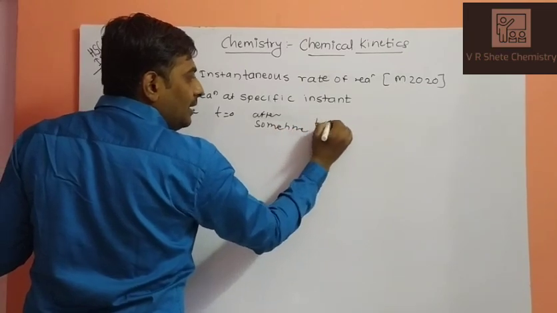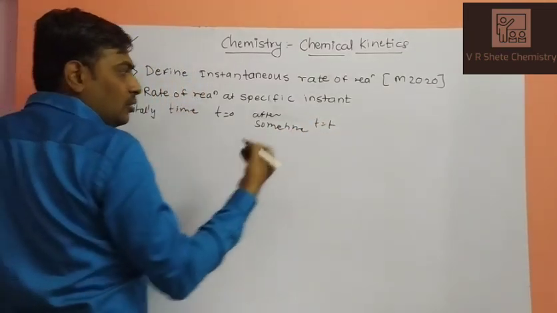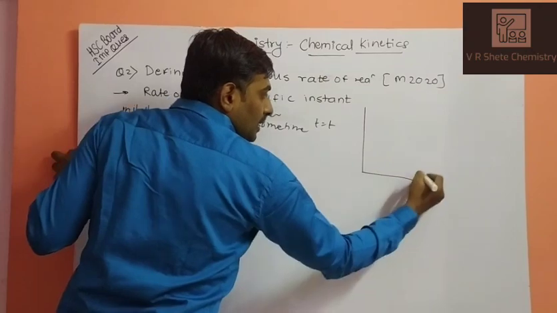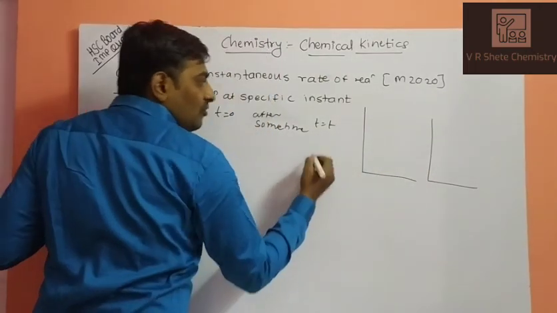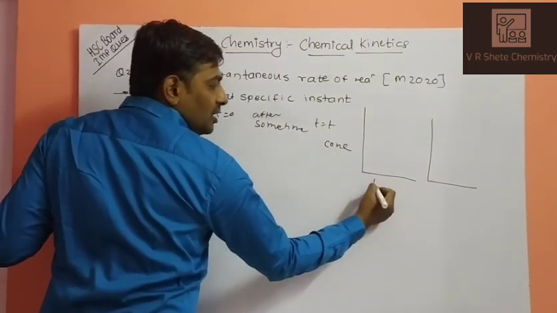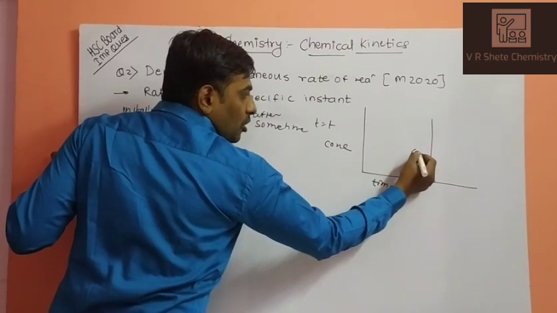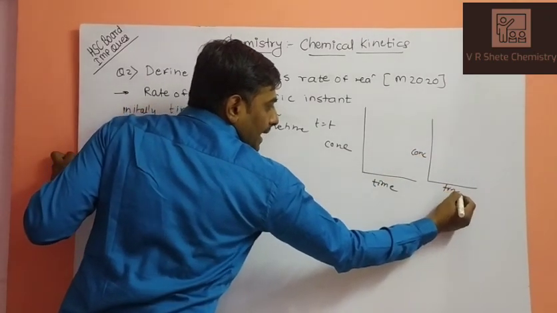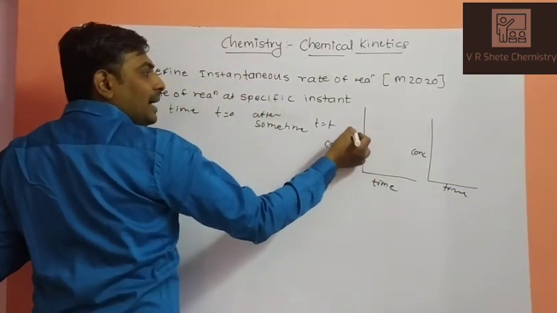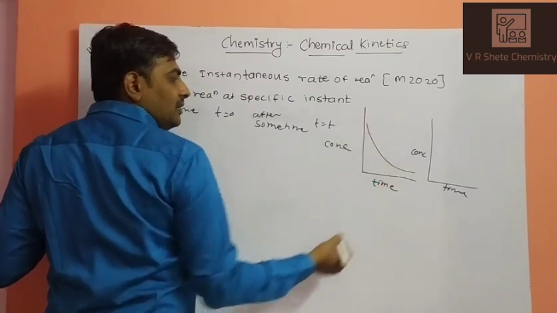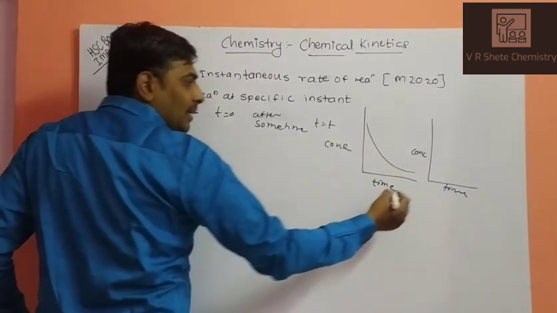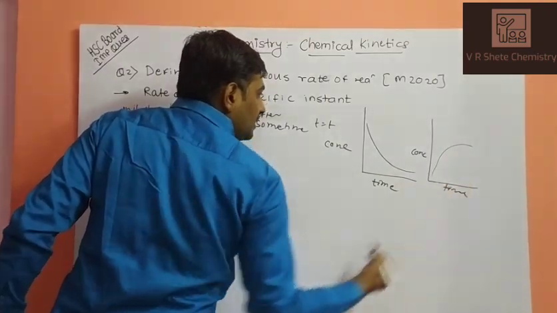Your time will be t. It changes from 0 to t. Before drawing the graphical representation of concentration versus time for the reactant and the product, we know that the reactant is changed in the reaction, so its concentration decreases. At the same time, the product concentration increases in the reaction.